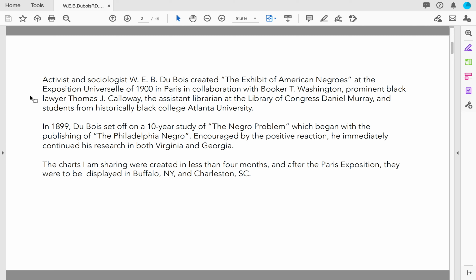In 1899, Du Bois set off on a 10-year study of the Negro problem, which began the publishing of the Philadelphia Negro. Encouraged by the positive reaction, he immediately continued his research in both Virginia and Georgia. The charts I'm sharing were created in less than 4 months, and after the Paris Exposition, they were to be displayed in Buffalo, New York, and Charleston, South Carolina.